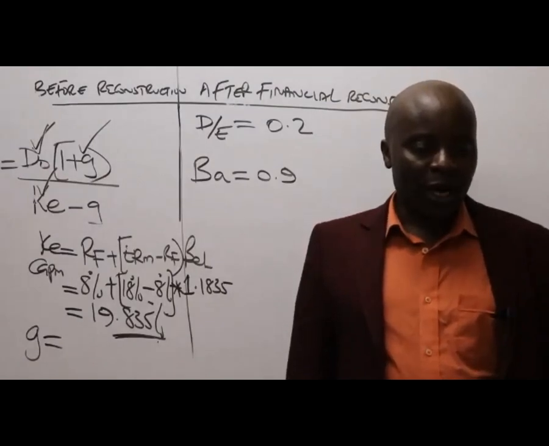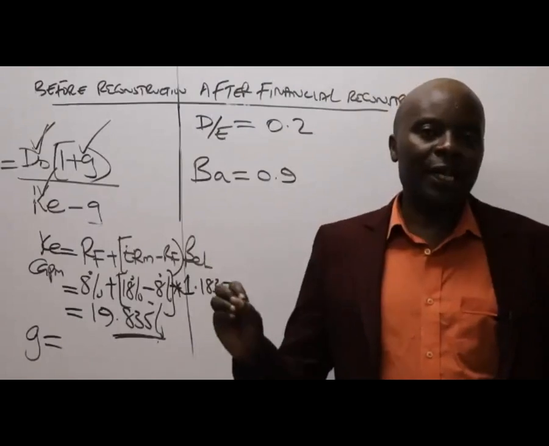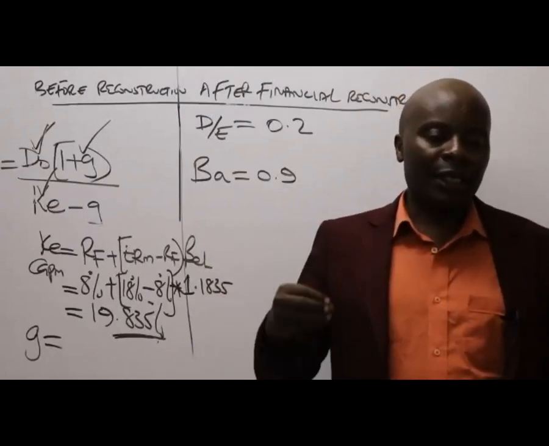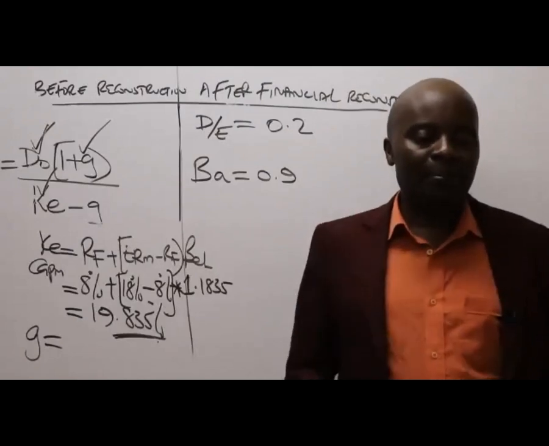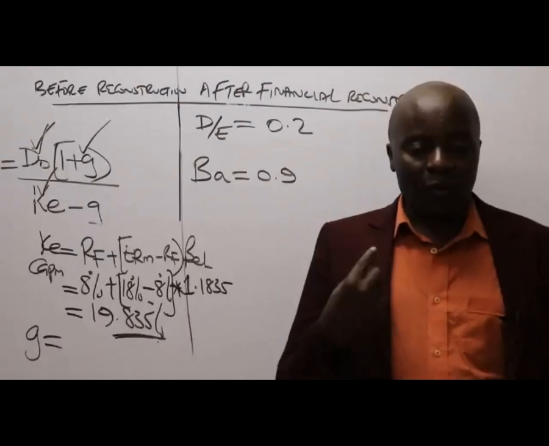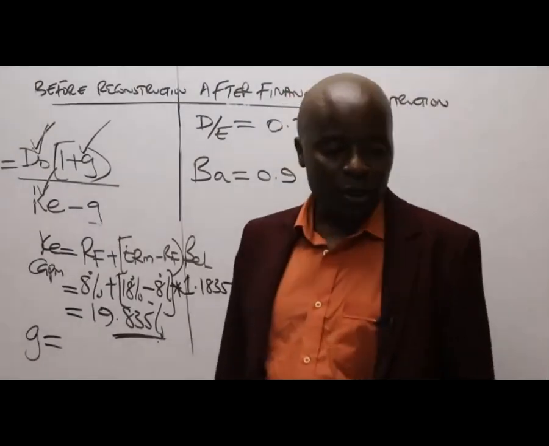Jamie is asking why we are using beta equity of a levered firm instead of just the normal beta. Remember, the normal beta that we have there is beta assets, and yet in the question we need the beta equity of a levered firm. Jamie, there is a video you haven't watched.